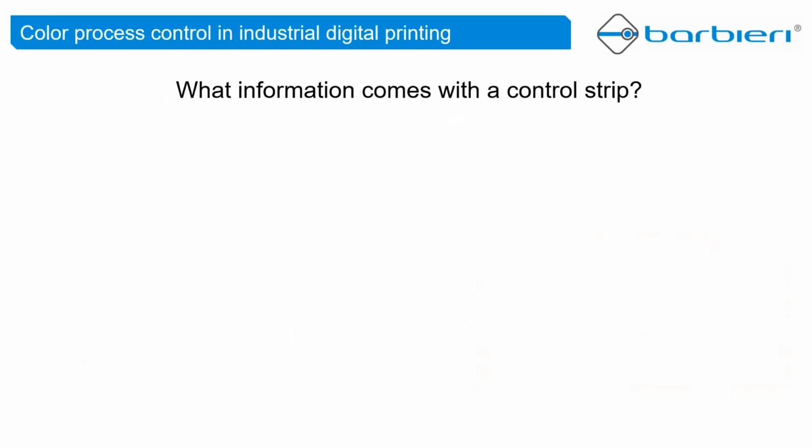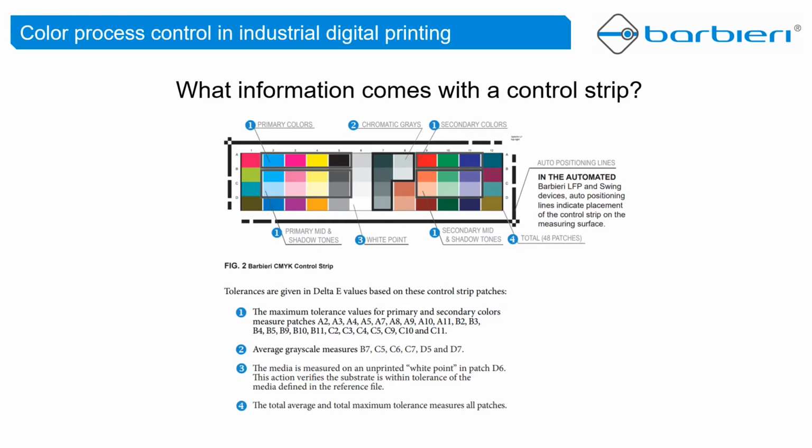So what information comes with a control strip? Let's break down the Barbieri DOC control strip. There are many patches, 48 to be exact, on this control strip, and there are some different categories. We have the primary colors, primary mid and shadow tones, the secondary colors, secondary mid and shadow tones. I have my chromatic grays, I have the white point. So I have a lot of information on these control strips. And this, of course, is needed to do the final step of evaluating the results of my measurements.